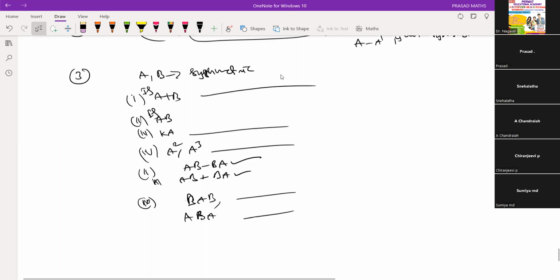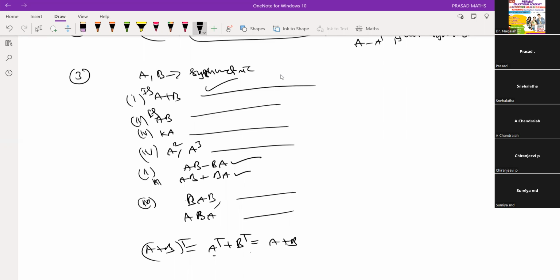Okay. Suppose you take A plus B. A plus B whole transpose equals A transpose plus B transpose. You know that they are symmetric. Therefore, the sum of symmetric matrices is symmetric, no doubt. What about the product? AB whole transpose is equal to B transpose into A transpose. That means BA. So this may not be AB, right? Therefore, AB may not be symmetric in general.